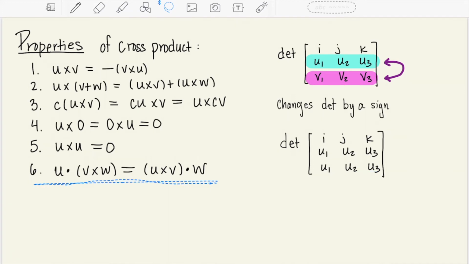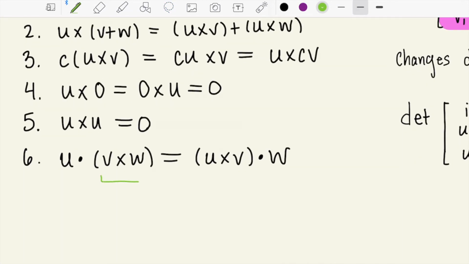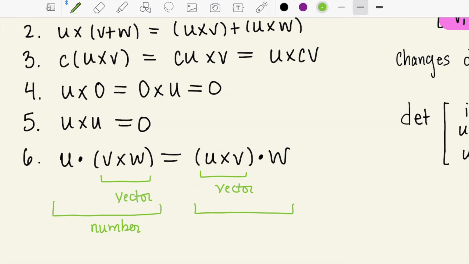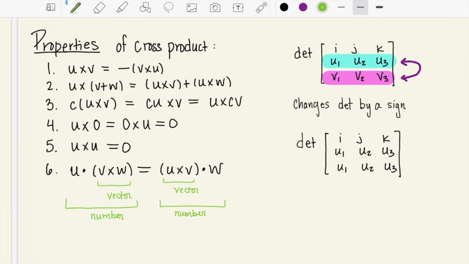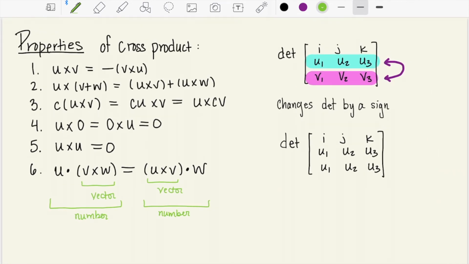And in particular, u dot v cross w is going to give you the same number as u cross v dotted with w. Remember that in a formula like this, v cross w is going to give you a vector. And now you're taking the dot product of a vector and another vector, and so overall you're going to get a number. Likewise, on the right-hand side, this is going to give you a vector, and then the dot product of the vector u cross v with w gives you another number. So it wouldn't make sense to arrange the parentheses in such a way that you would have, say, u dot v inside of parentheses. It's also worth mentioning that the cross product is not transitive.